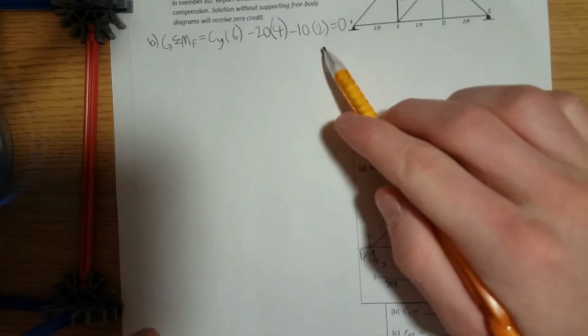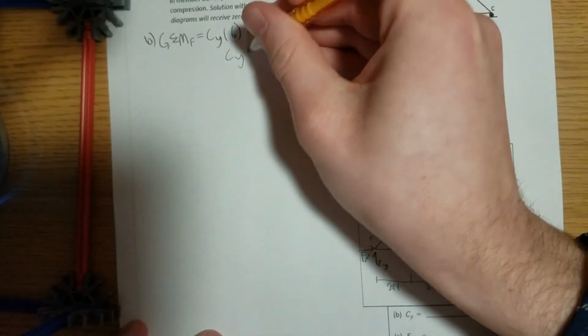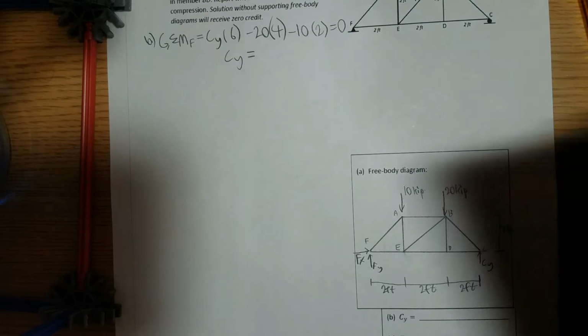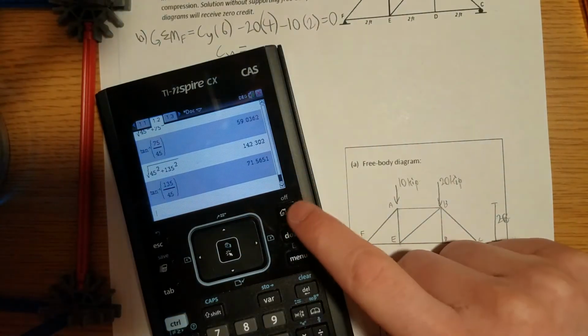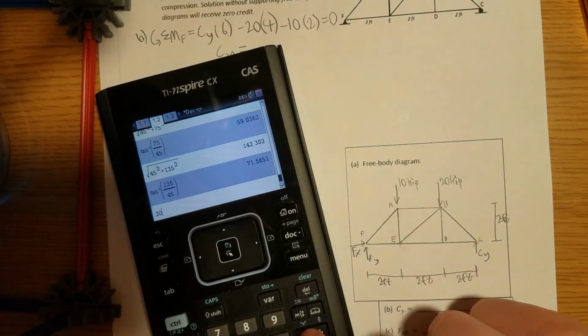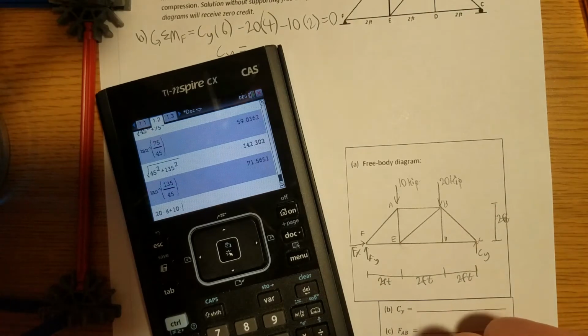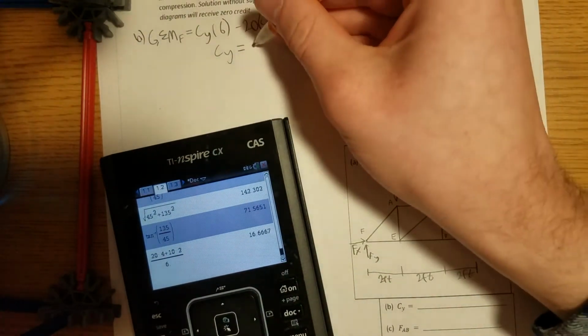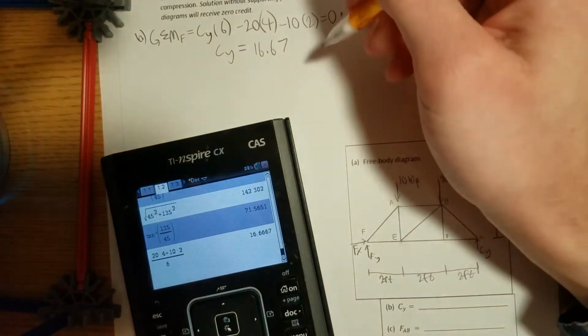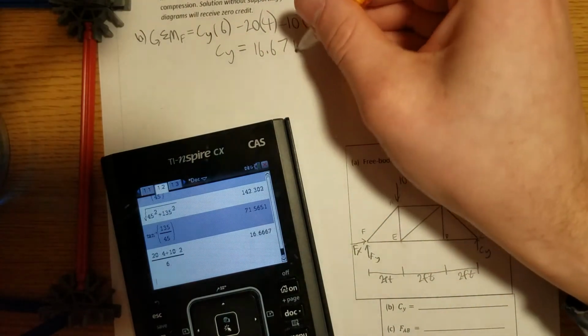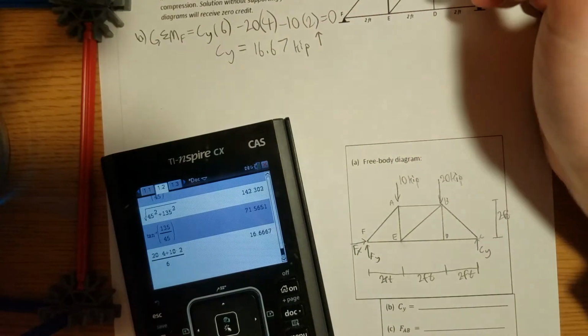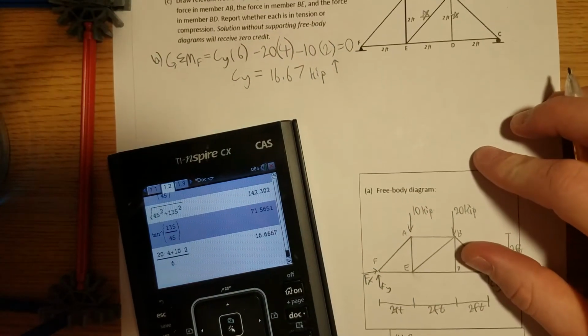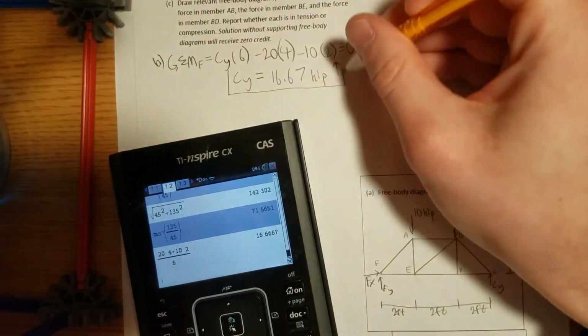So we'll go ahead and calculate CY. CY is going to be equal to 20 times 4 plus 10 times 2, and we'll take that whole thing divided by 6. We've got 16.67, which should be kips going up. Well, that's your answer for CY right there, so we can go ahead and box that.